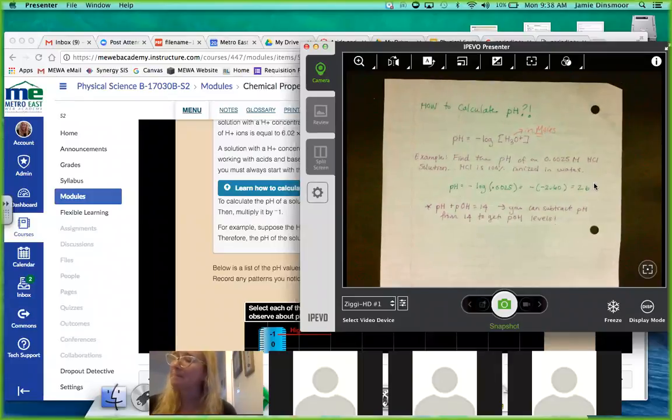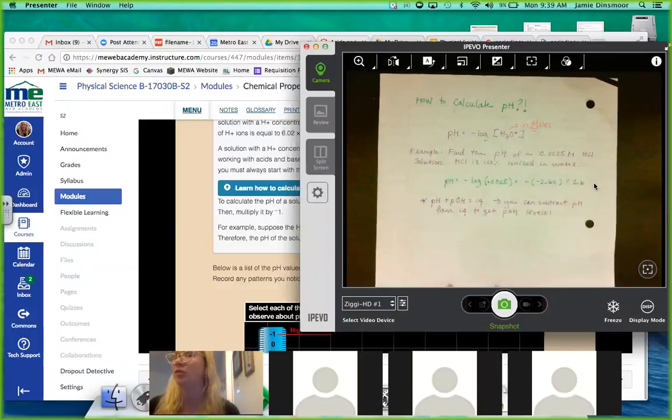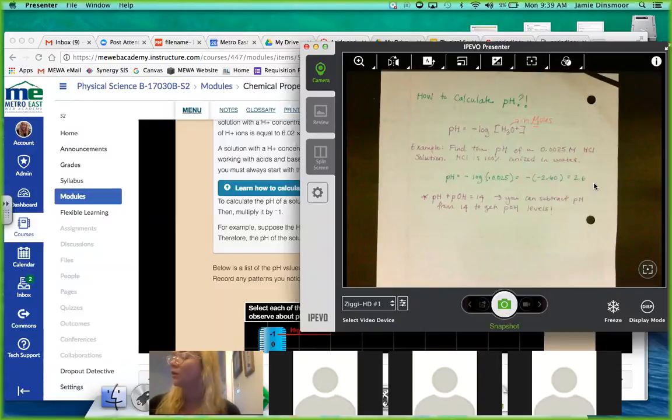So an example: find the pH of a 0.0025 molar hydrochloric acid solution. Hydrochloric acid is 100% ionized in water. They tell us that because I took this example from a really legitimate chemistry website. Some acids don't dissolve completely. They don't ionize completely in water, and that would make your math much harder, because if it only is ionizing a certain amount, then that's going to change how you do this. That's something that you learn later on. We're doing the basics here.